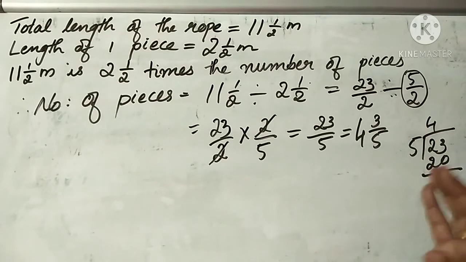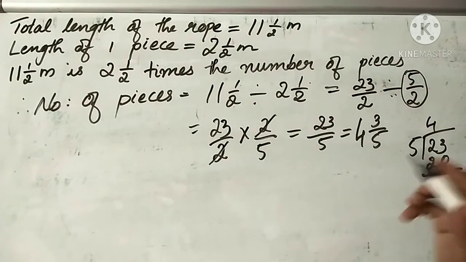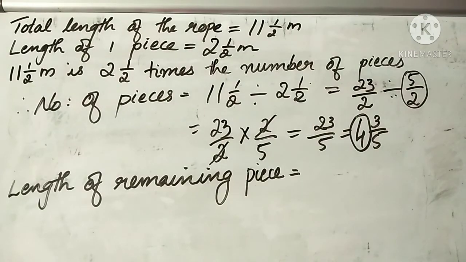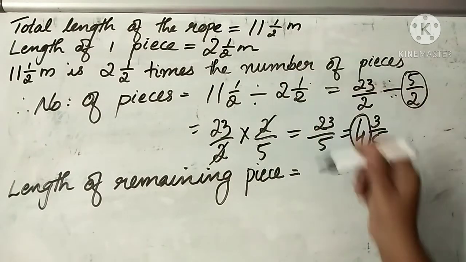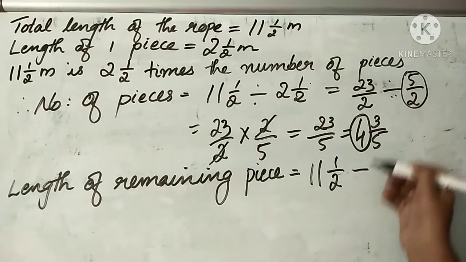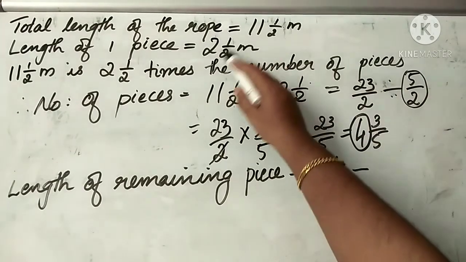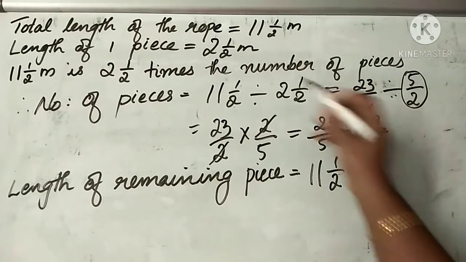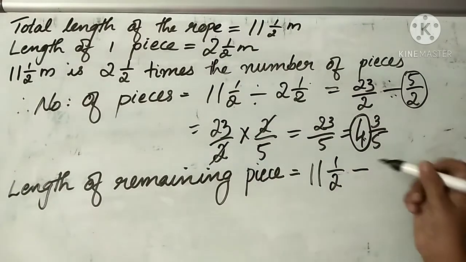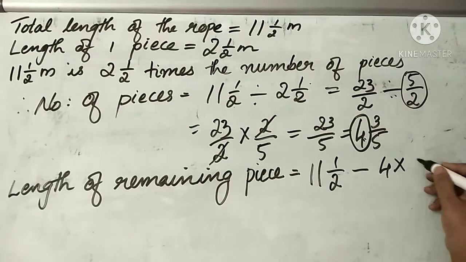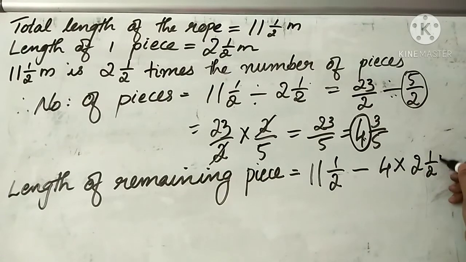That means how many full pieces do we get? 4 pieces, isn't it? And next we have to find the length of the remaining piece. The total length is 11 1 by 2. From this we have to subtract 4 times 2 1 by 2 meter. 4 pieces we get, and each piece is of 2 1 by 2 meter. So we have to subtract 4 times 2 1 by 2 meter.